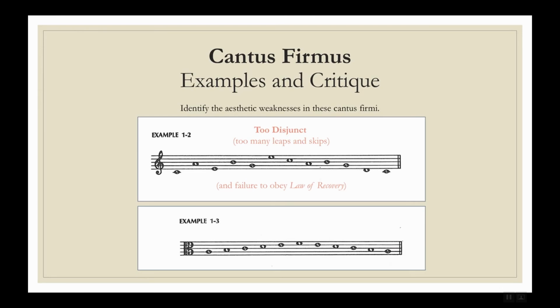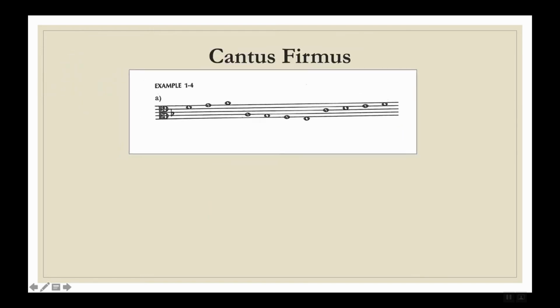We'll do two snaps. Ready? A, B, C, D, E, F, E, C, D, C, B, A. What's wrong with that one? It's too conjunct. There are just too few skips and leaps. In fact, there are no skips and no leaps. It's all stepwise, entirely predictable. So the top one is too random, and the bottom one is too predictable.